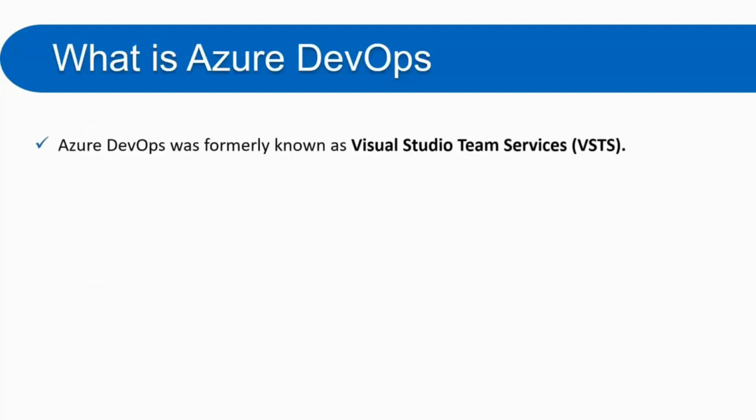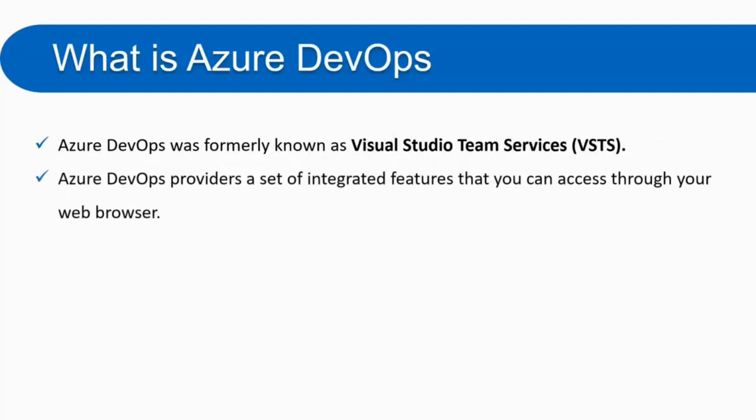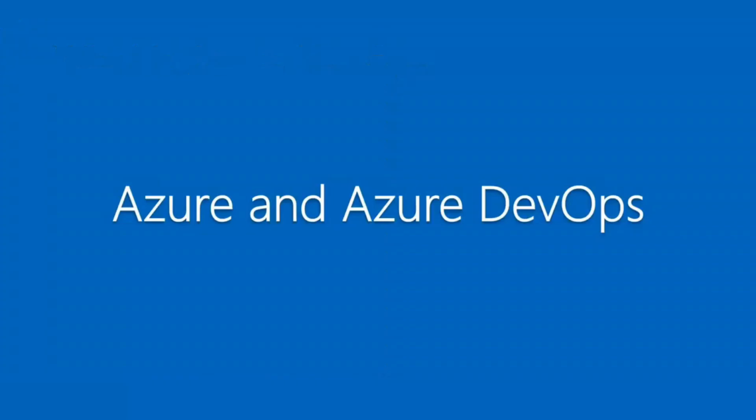Azure DevOps was formerly known as Visual Studio Team Services or VSTS. So if you are not new in .NET development, then you must know about the VSTS. Earlier it used to be VSTS, but now it is called Azure DevOps. Azure DevOps provides a set of integrated features that you can access through your web browser. In simple words, we can say that it is a website which can be accessed with the help of a browser and internet. Now let's understand the relationship between Azure and Azure DevOps.